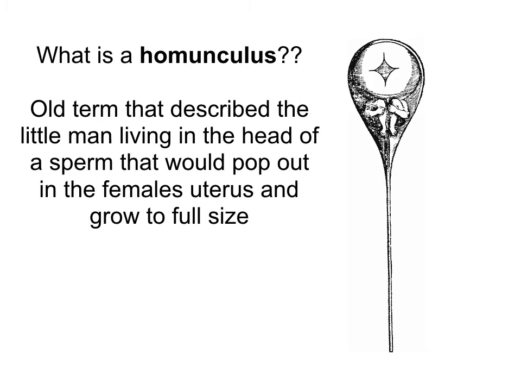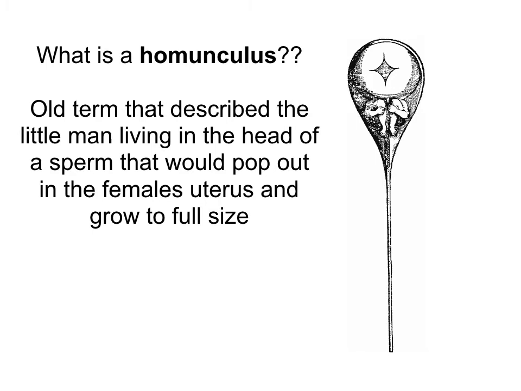And this little man lived in the head of the sperm, and when the sperm landed in the female's uterus, the little man, or really little woman, would pop out of the head of the sperm and grow to full size. So it was believed that whether your child was male or female just resided in which sperm landed in the uterus, and that the female had absolutely no role in the conception of the new child. We now know that that is not true.